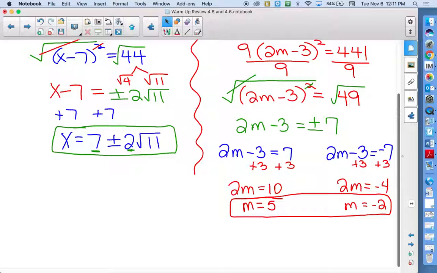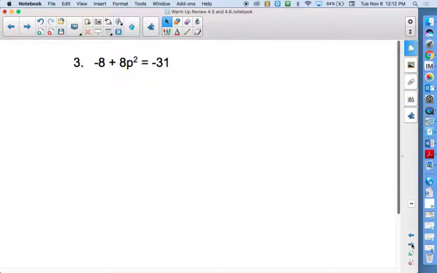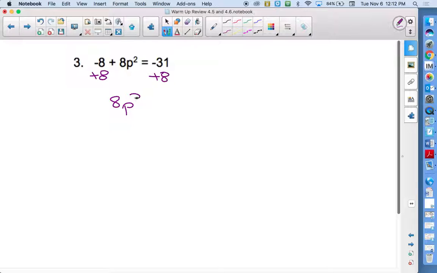All right, so let's look at the third equation that's up here. This one we don't have parentheses, so we just need to work on getting that p squared by itself. So it looks like we need to take the 8 to the other side. Oh, nice ugly number there. Negative 23. It's going to give us beautiful answers. So we'll divide the 8 out so that p squared is by itself.